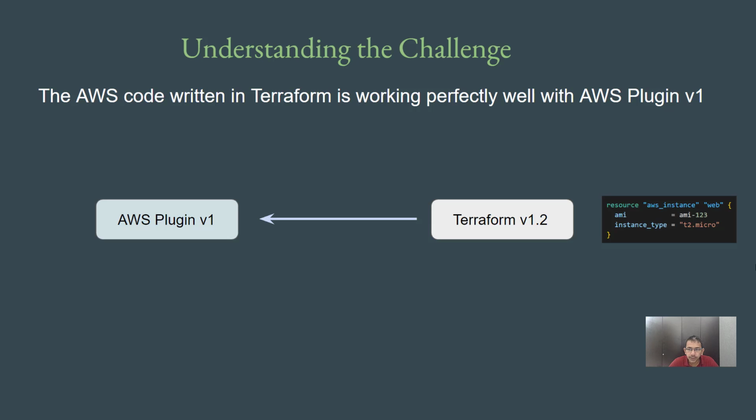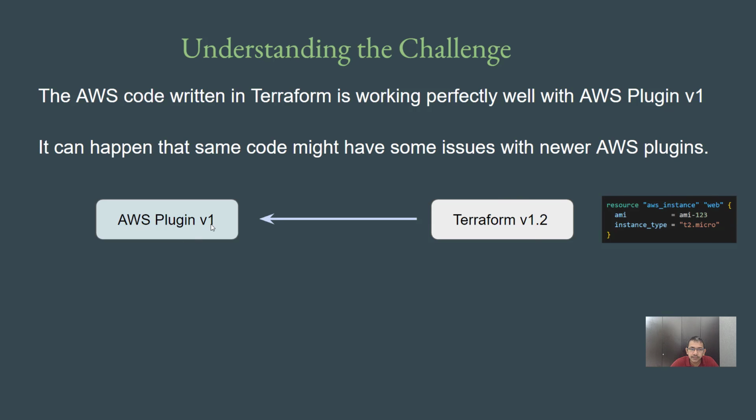Let's assume that you have written AWS specific code based on Terraform version 1.2. When you ran terraform init, at that time only version 1 of the AWS provider plugin was available. You have tested the entire code, all of the modules in the code, and everything is working perfectly well with version 1 of the plugin. After you have created the infrastructure, you commit the code to the GitHub repository where it is centrally stored. Now, it can happen that the code that is working with version 1 of the AWS plugin might not work well with later versions.